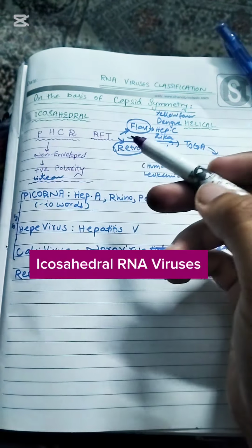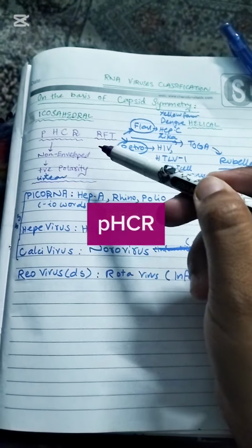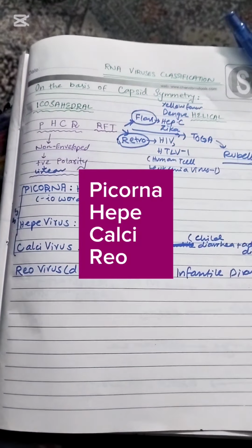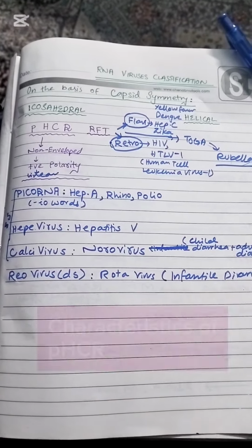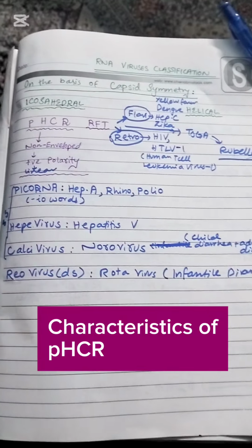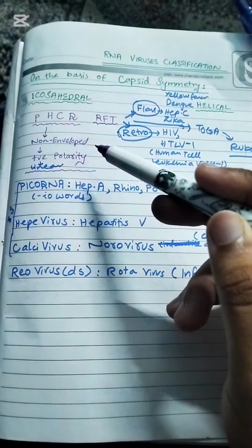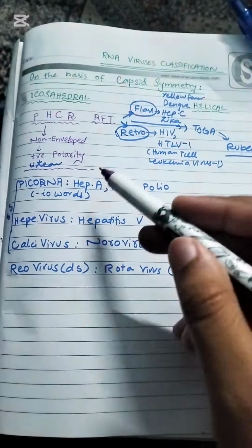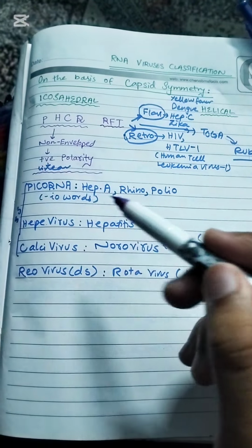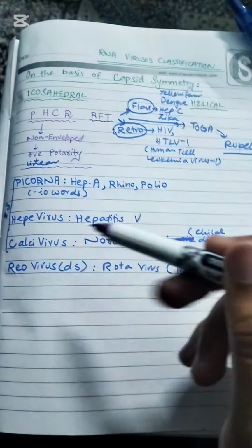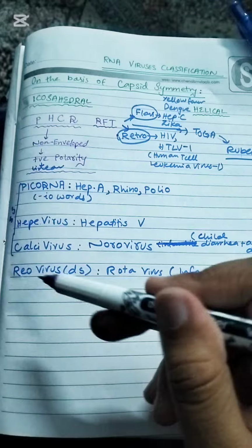For that, I have a mnemonic for you, which is PHCR. What does PHCR stand for? I want you to remember the characteristics of the PHCR viruses. These are non-enveloped, they have positive polarity, and they are linear. So what stands for P? P is for picorna, H is for hep virus, C is for calcivirus, and R is for reovirus.